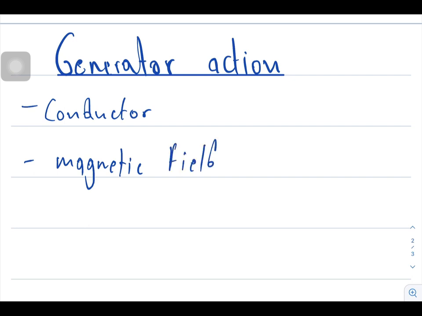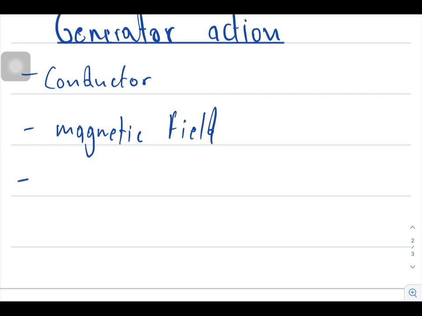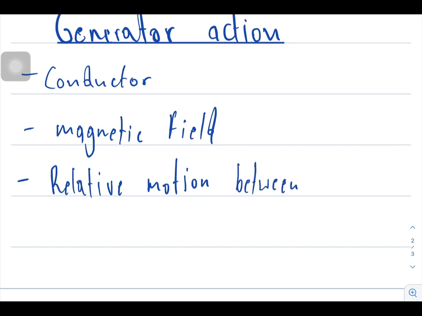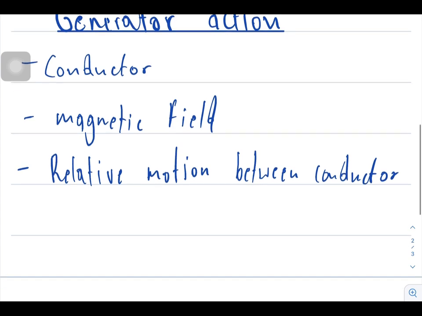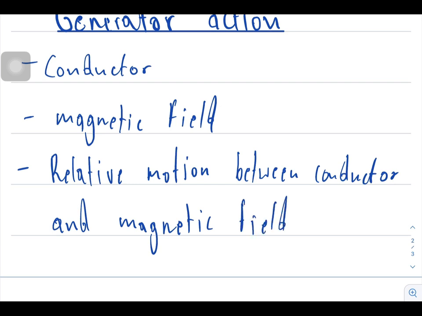Then we must have relative motion between a conductor and a magnetic field. So if you can meet these three requirements, guys, you basically have yourself a working generator that is generating electricity.